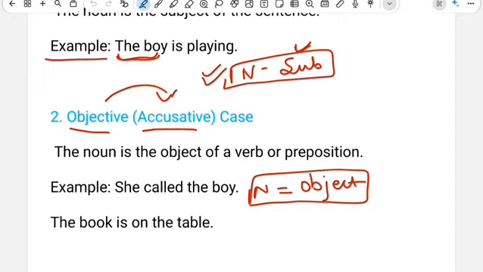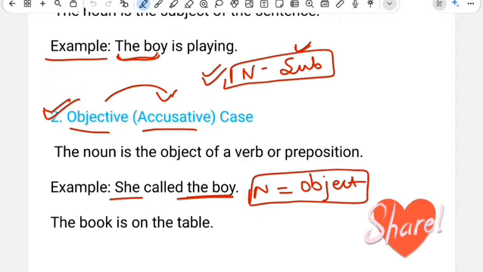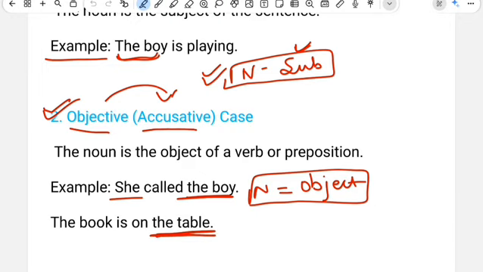The noun is the object of a verb or preposition. We can understand this with the help of an example. She caught the boy. Here she is our subject, right? It's a pronoun, and we are talking about nouns. She caught the boy. Whom did she catch? The boy. So the boy is our noun, but it's in our object place. Now, the book is on the table. Where is the book? On the table. Are you getting the point?